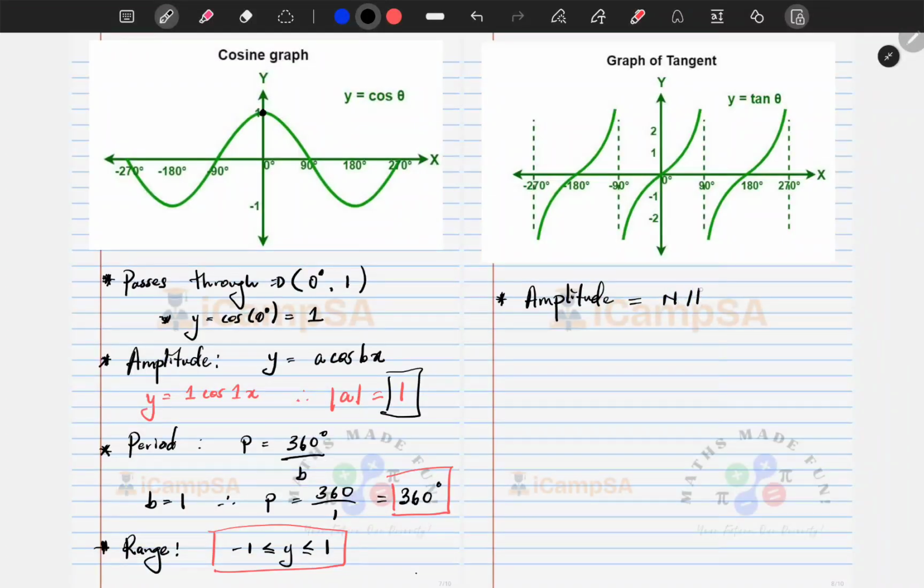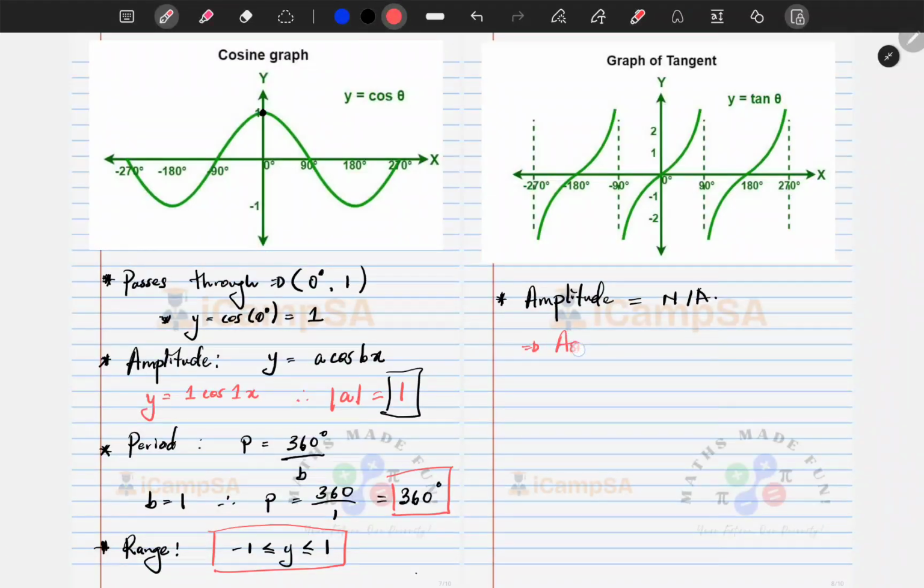So here your amplitude will be non-applicable, right? It will be non-applicable because we don't have a maximum. This is a continuous graph. It continues from here to here. It will continue until infinity, and it will never touch the asymptotes. These are the asymptotes, right? So here we are only talking about asymptotes, not the amplitude.